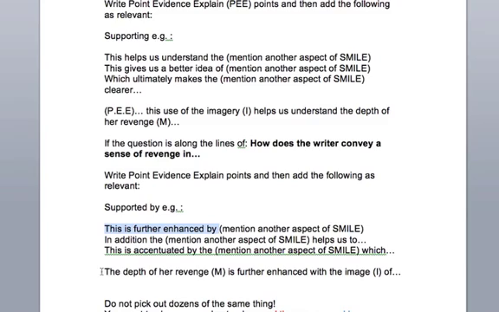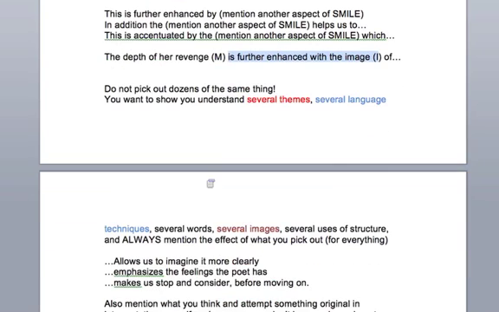So for example, again for that question, how does the writer convey a sense of revenge? I've got my PEE point, the depth of her revenge, and this is further enhanced with the image of, and then I've talked about I, and then I could keep doing that. Okay, hopefully that was useful.